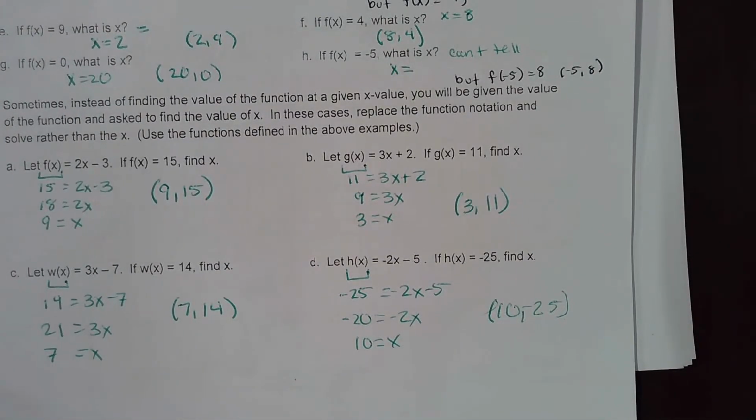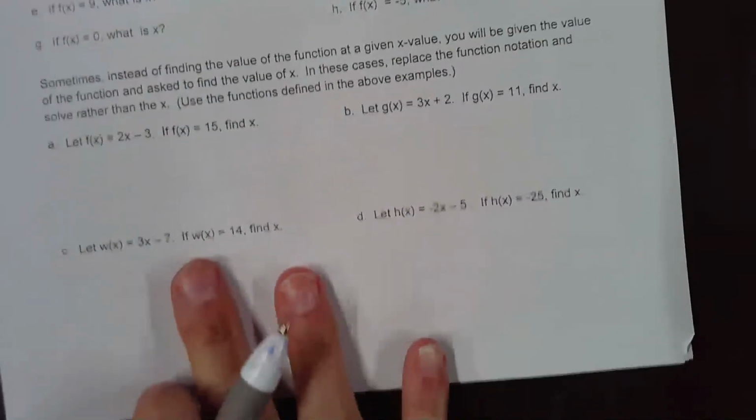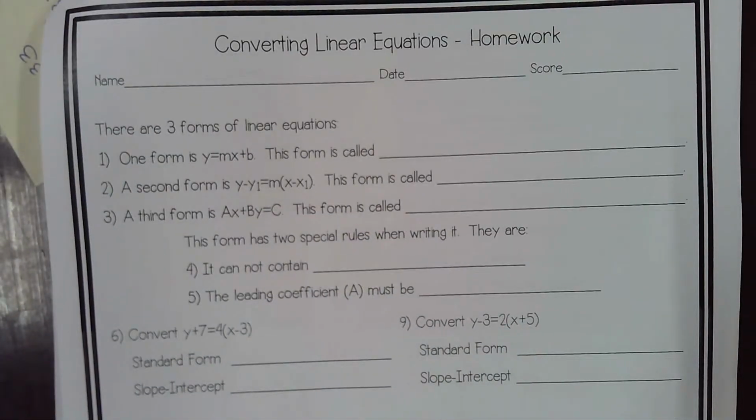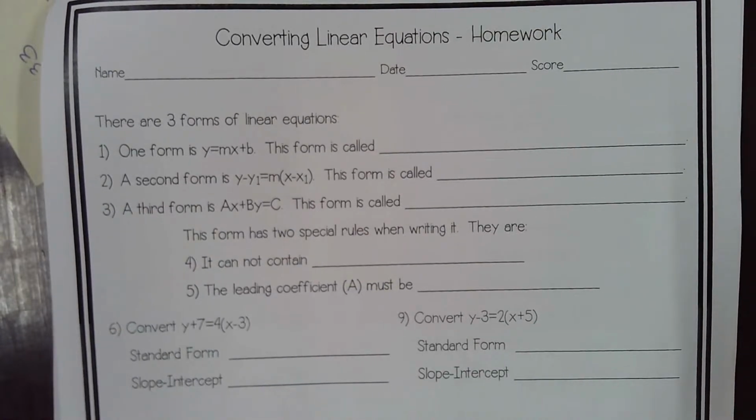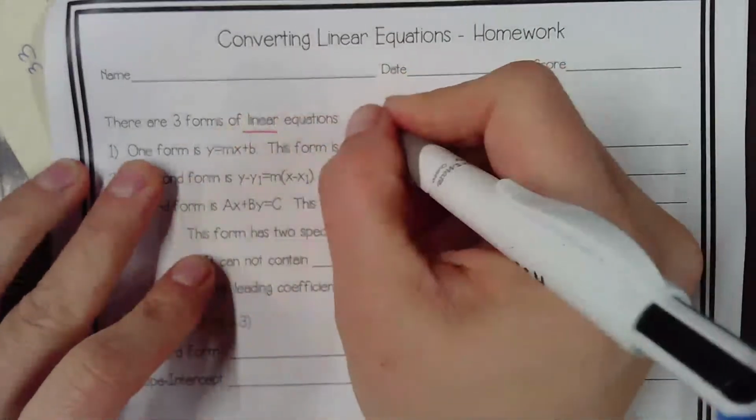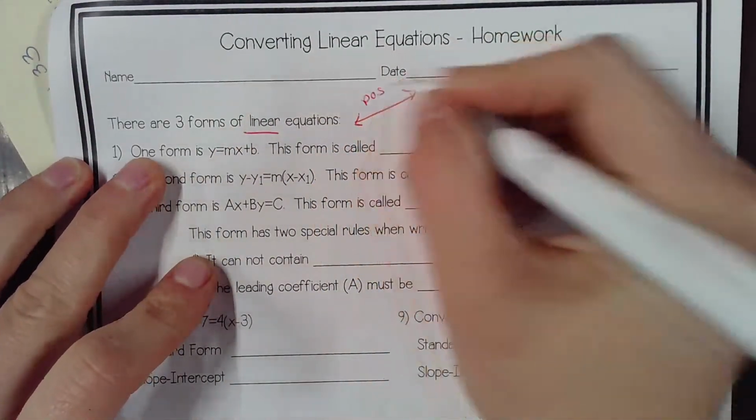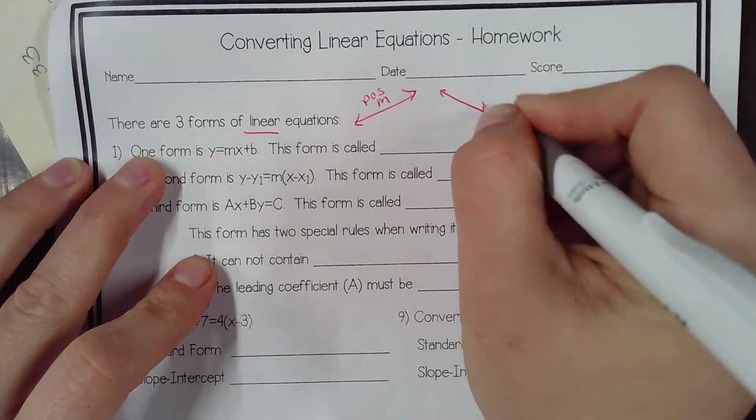How'd you do? Hopefully by now you are rocking it and you are finding confidence in how to do function notation. There's 1 page left. And in about 15 minutes, you will have reviewed an entire unit, or at least the first half of it. We've got a lot more we're going to do this year. There are 3 forms of linear equations. Linear equations are lines. It can have a positive slope. It can have a negative slope.